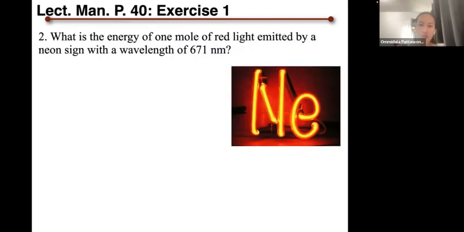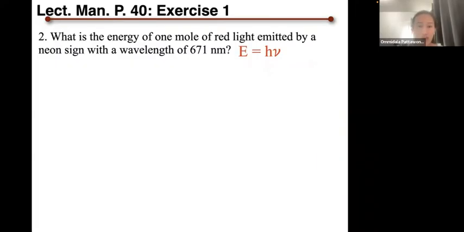Next, we are going to take a look at the energy of 1 mole of light emitted by a neon sign with a wavelength of 671 nanometers. Again, as I mentioned before, it depends on what is given and what is being asked, right? It's asking us for energy, and it's giving us wavelength, okay? So in this case, I won't be able to use E equal to h nu because h nu is related to frequency. So I'm going to combine the h nu with the frequency, which is c over lambda. I'm going to combine this together, so I get E equal to hc over lambda because it's giving us wavelength, okay?